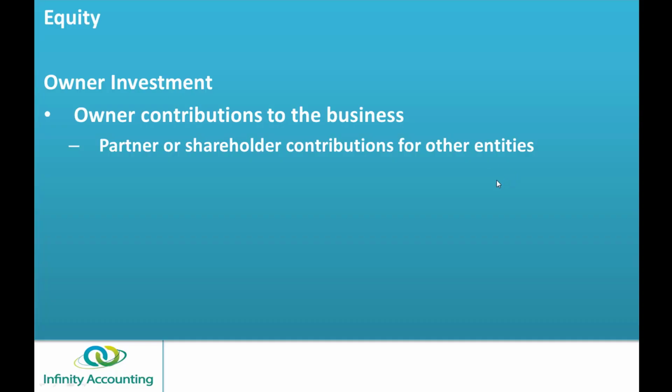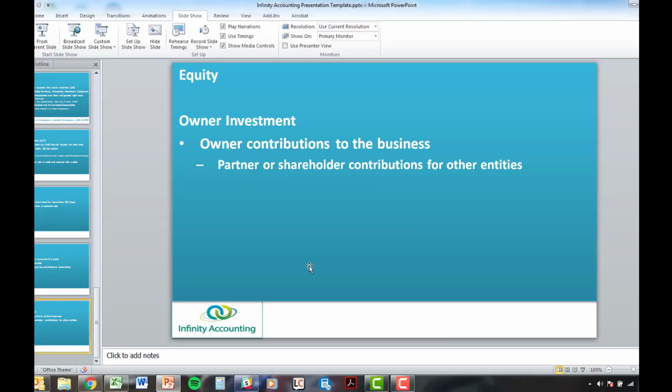All right, the last part is equity. In equity, there's an owner investment account, which is an owner's contribution to the business. There are partner or shareholder contributions for other entities. For example, if you're a single member LLC, you'd probably have something called member or owner contribution. If you have a partnership, it's partner contribution, and you would have a contribution account for each partner. And for an S Corp or a C Corp, you would have a shareholder contribution for some of the smaller S and C corporations.